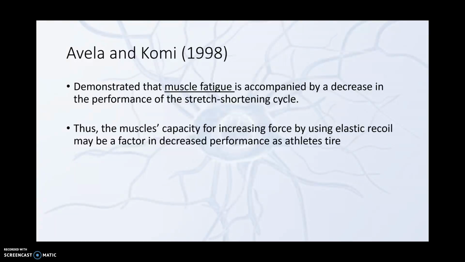Ultimately, the muscle's capacity for increasing force by using elastic recoil may be a factor in decreased performance as athletes tire. So it's not going to be able to store or use as much energy as the athlete tires out. So let's use some examples. When jumping in basketball, for example, let's use the high jump, leg muscles are stretched immediately prior to the jump. The elastic loading of the leg enhances force development during the jump.